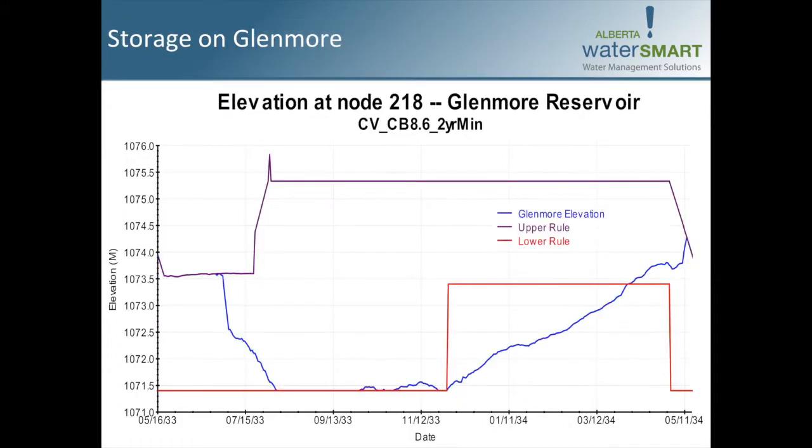Storage on Glenmore. Glenmore Reservoir is on the Elbow River, which is one of the water sources for the city of Calgary. Glenmore empties out. If Glenmore empties out, your only other water source is the Bow River. And again, that doesn't mean that the city of Calgary is going to run out of water, but it could mean distribution problems for the city.